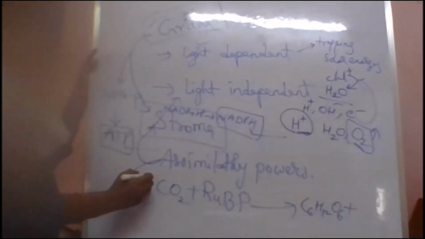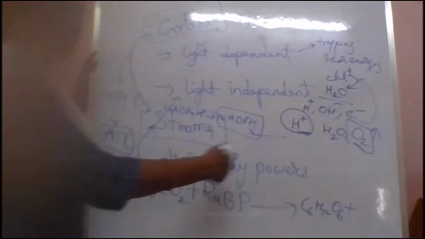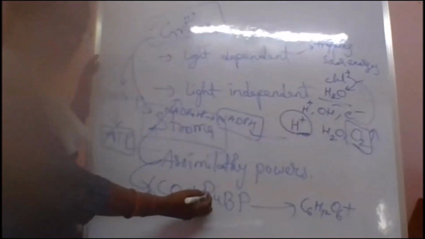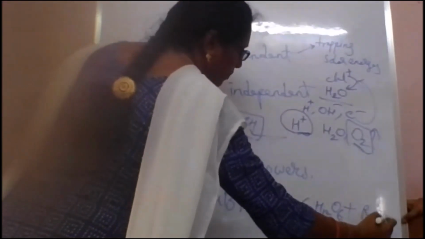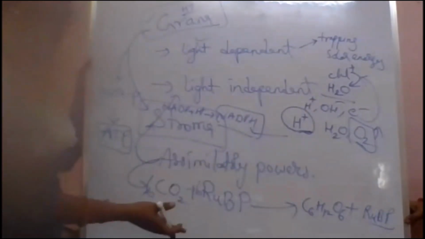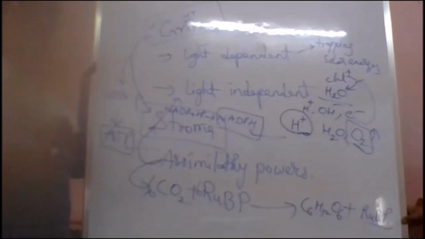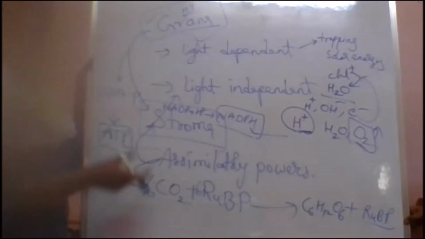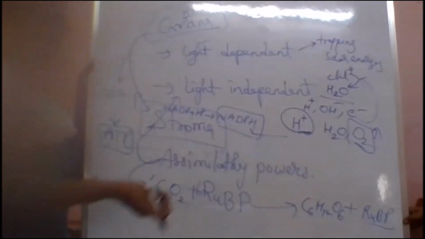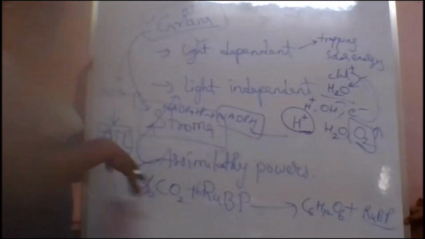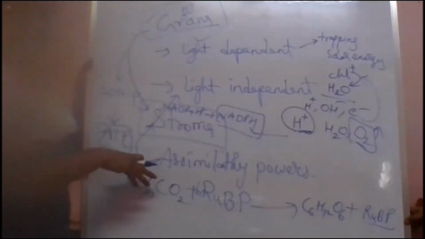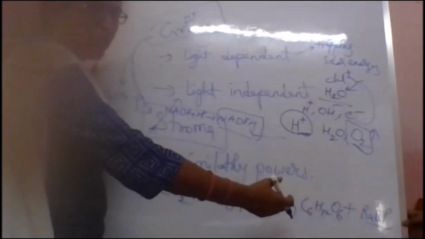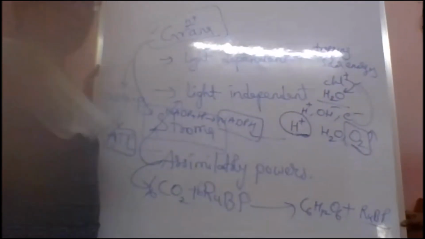Whatever RUBP you have utilized, 6 RUBP, is again regenerated. It is like a small pencil: what do you do? You use the cap for proper writing. In the same way, as carbon dioxide is a very small molecule, with the help of RUBP it is involved in various reactions, and finally the glucose molecule is formed. After that, RUBP is regenerated.